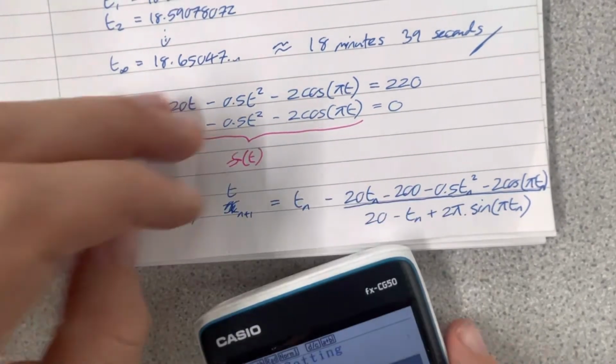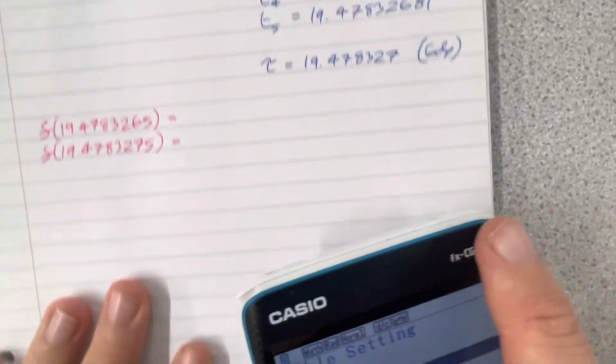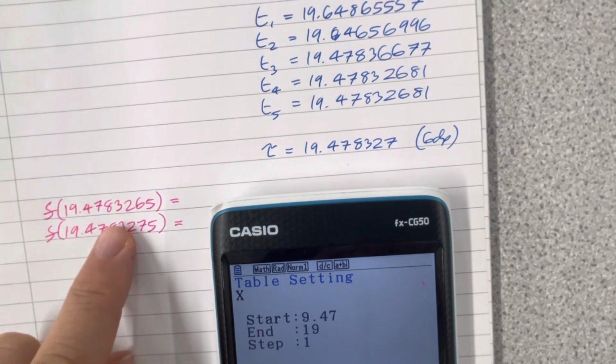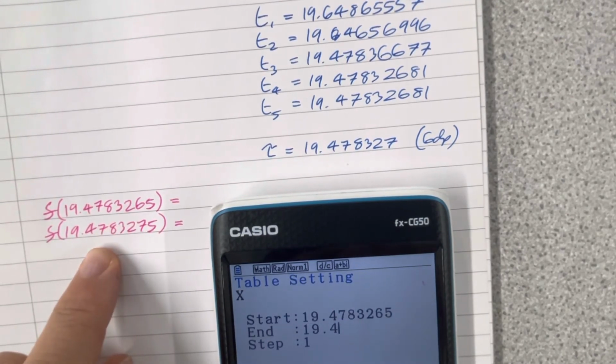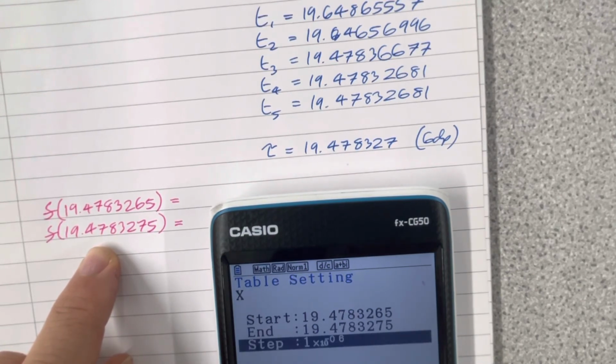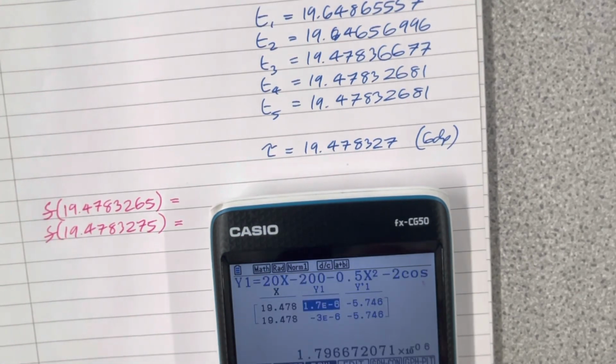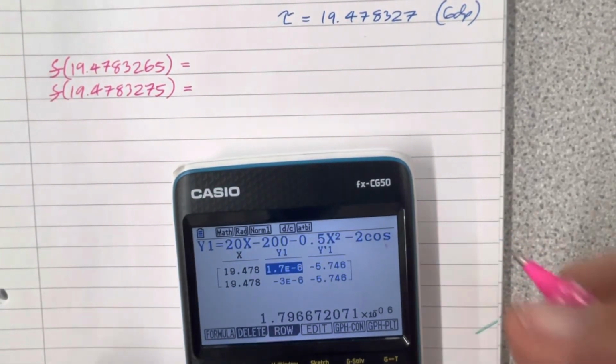And I want to set the values. Quite a small gap here. We're going to go from 19.478325 to 19.478325, and we're going to go in steps of 0.000001, 2, 3, 4, 5, 6. Okay. Again, I'm not interested in the numbers themselves, I'm interested in the change of sign, and we can see it's gone from positive to negative. So that confirms that there is indeed a root in that interval.